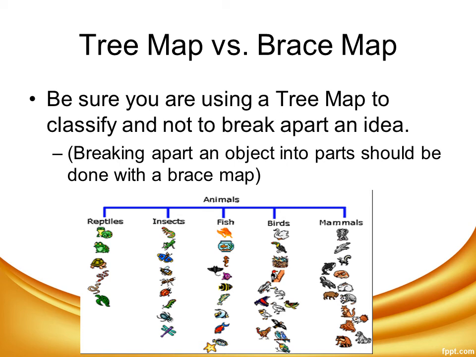A tree map is strictly used for categorizing things. Do not break apart things into its different parts using a tree map, because if you're going to break something apart, that should be used in a brace map. A tree map is simply used to categorize different things.